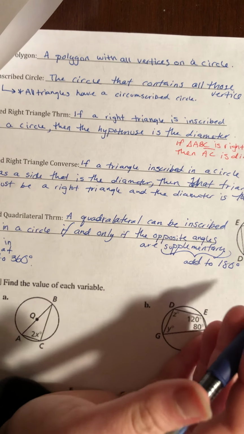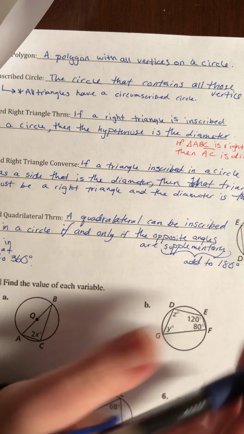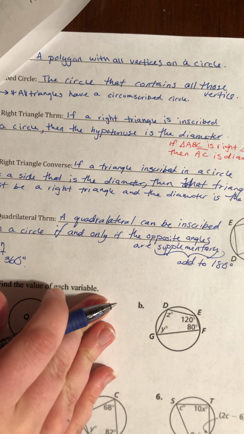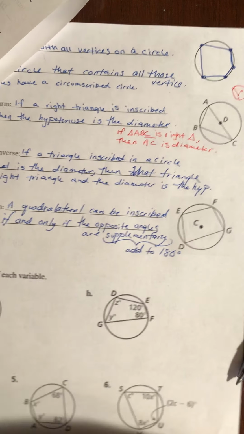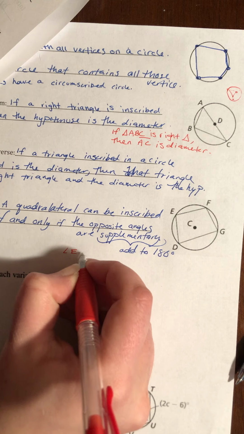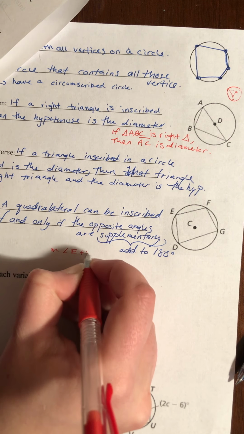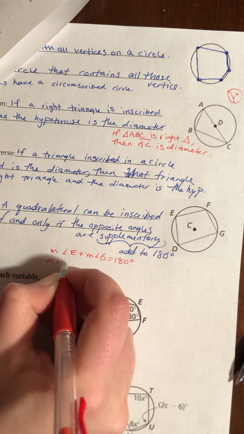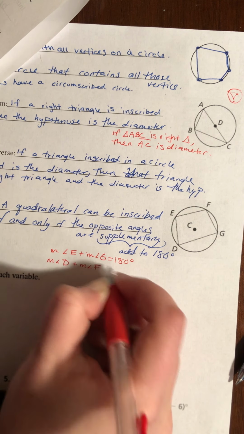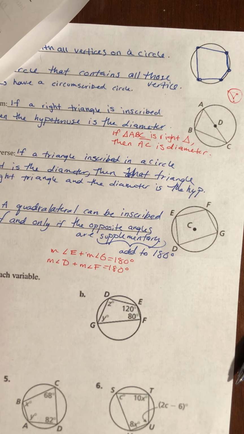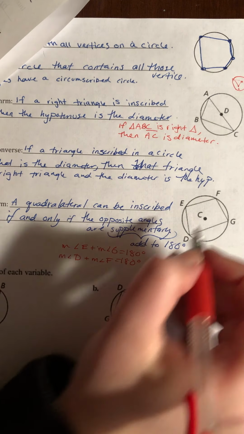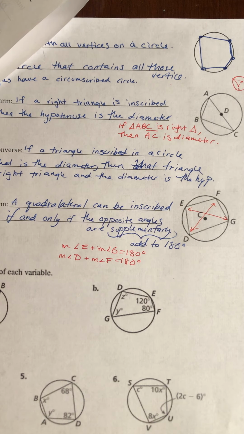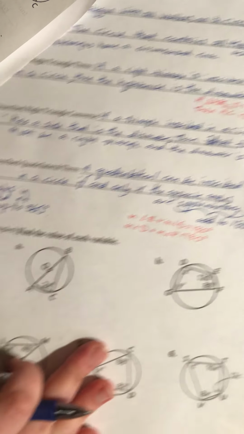All four angles have to add to 360, but in order for it to fit inside a circle perfectly, the opposites have to add up to 180. So in this case, the measure of angle E plus the measure of angle G has to be 180, and the measure of angle D plus the measure of angle F has to be 180. Opposite means across from. We've been working with that kind of phrasing for a while. So let's practice a couple of each of these.